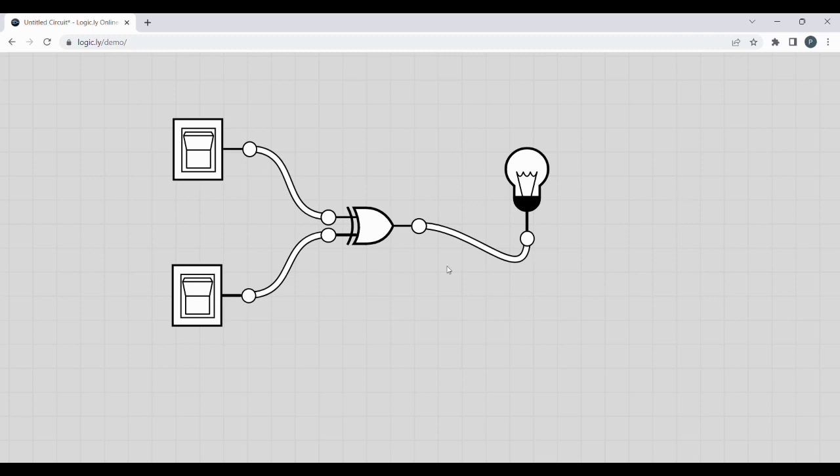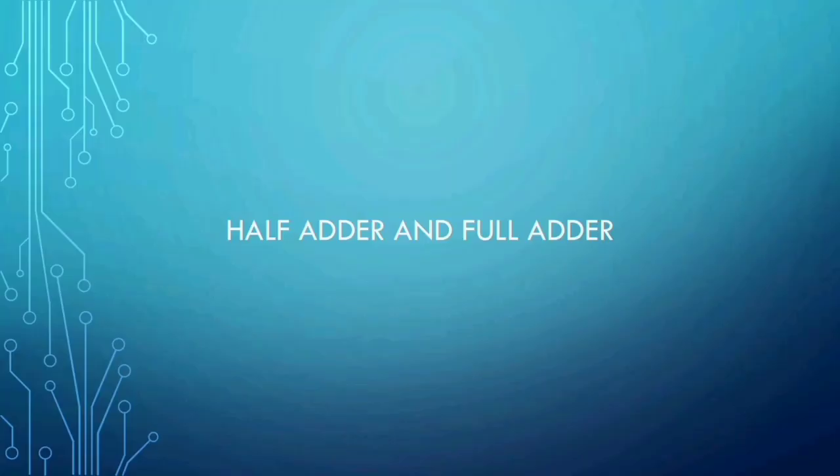XOR gate. When both the inputs are 0, the output will be 0. When any one input is 1, the output will be 1. When both the inputs are 1, the output will be 0. Half adder and full adder.